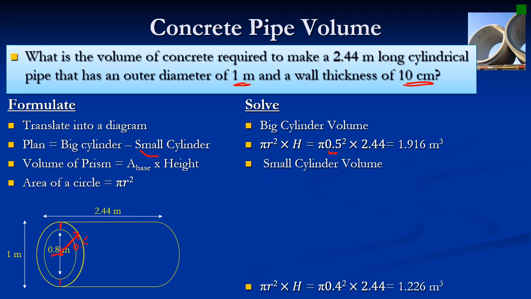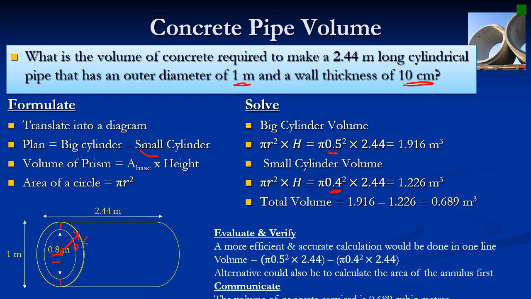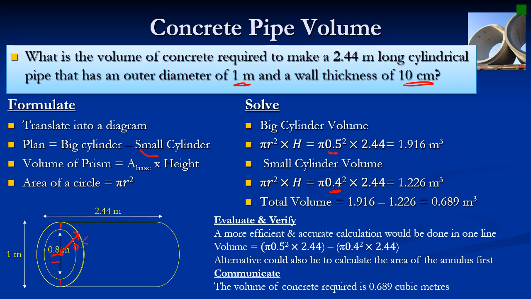Now let's do the small cylinder volume. Same thing, but it's just a smaller radius. So remember, we've got 0.8 down here. Half of that diameter will give us a radius of 0.4. So it's just pi times 0.4 squared times 2.44 will give us 1.226 cubic meters. So that will give us a total volume rounded to 3 decimal places of 0.689 cubic meters.